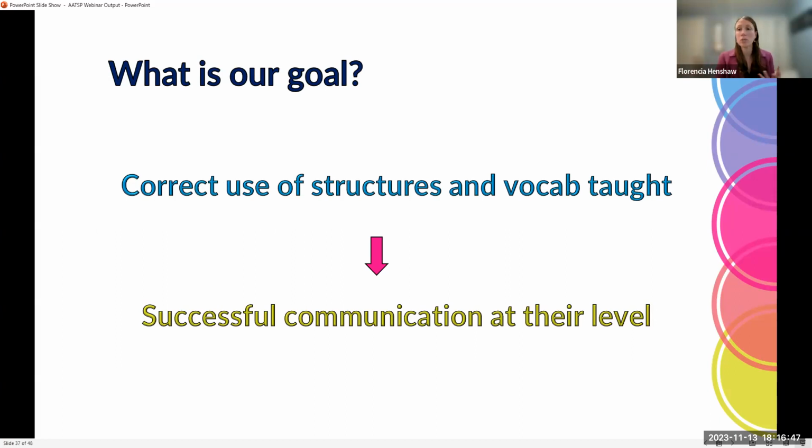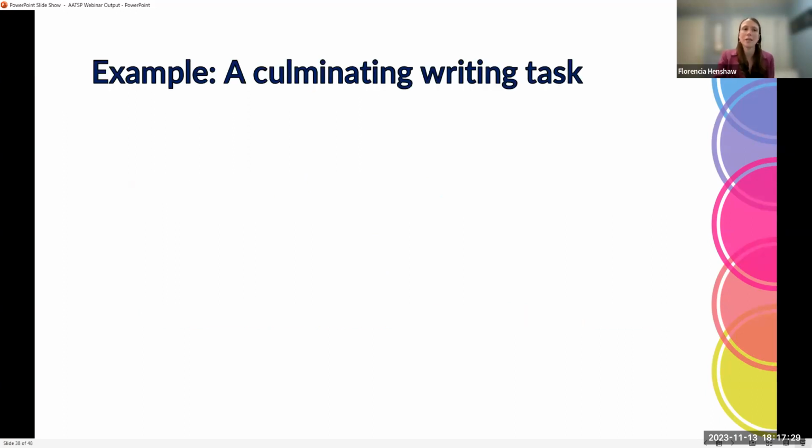So going back to what we started with at the beginning of the first session, what is our goal, right? We need to make this shift, which took me a while, but it's probably the most important shift that I had to make. And that is, I'm not here to assess or to aim for correct use of structures and vocab taught. I'm here to assess successful communication at their level. I'm giving you the tools that you need, but if you get there in another way and it's still successful at your level, then I don't think students should be penalized for that, right? So my goal is not correct use of structures and vocab. My goal is successful communication at their level.